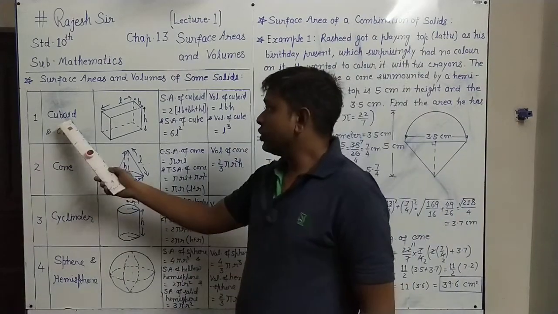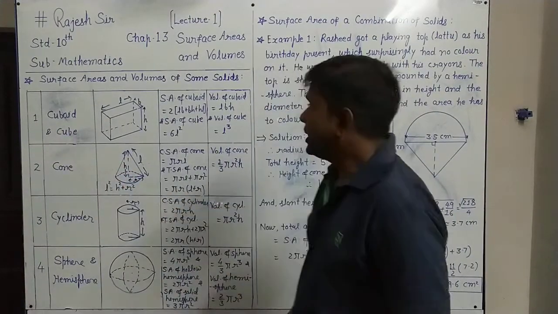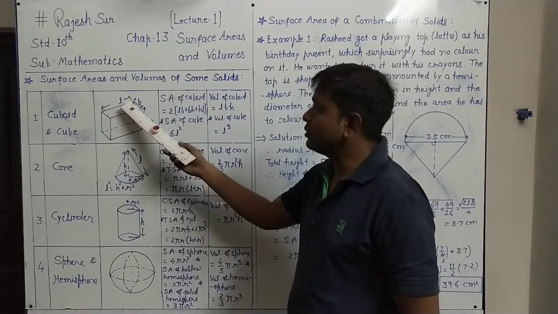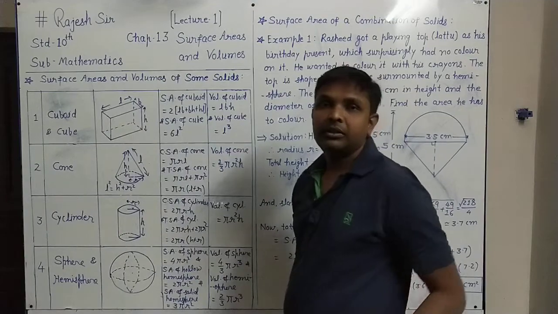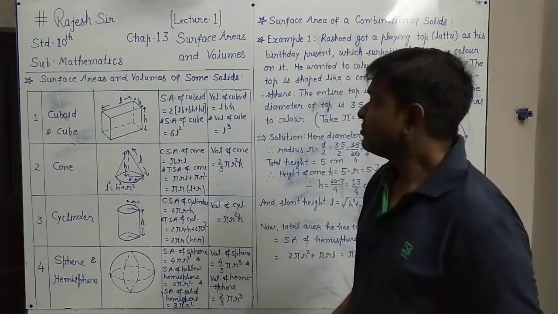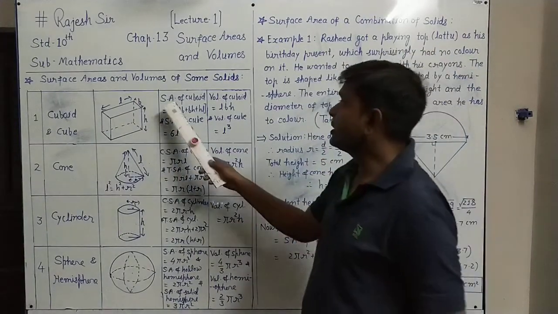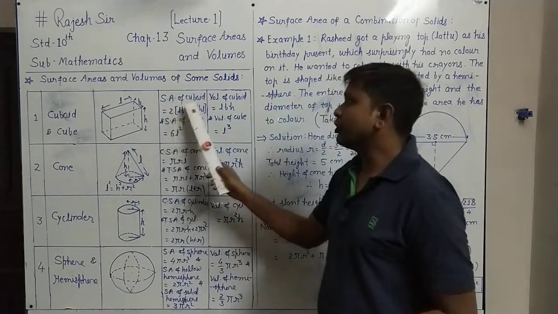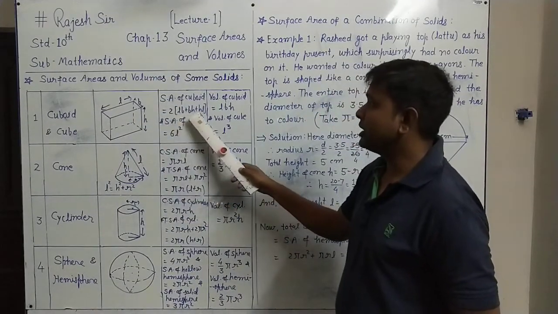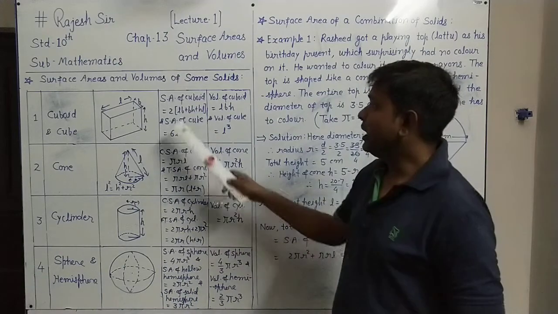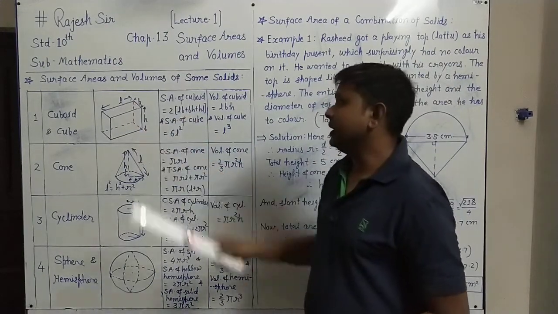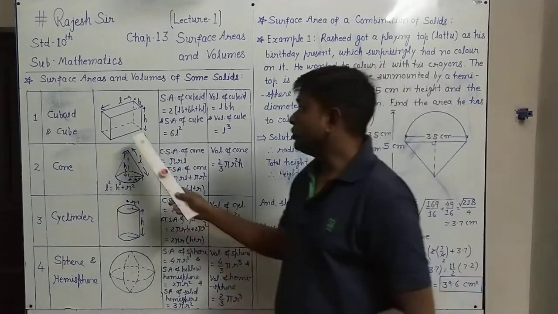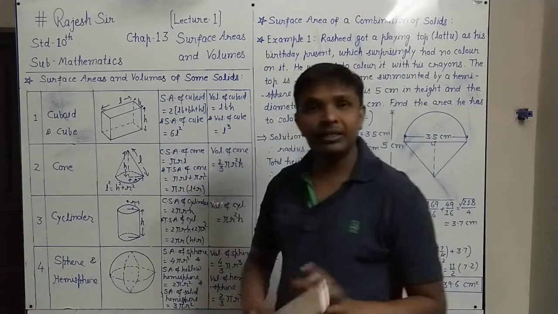The first is cuboid and cube. As you know, a cuboid has 3 dimensions: length, breadth and height. The total surface area of a cuboid is 2(LB + BH + HL), where L, B and H are length, breadth and height. In a cube, length, breadth and height are the same.